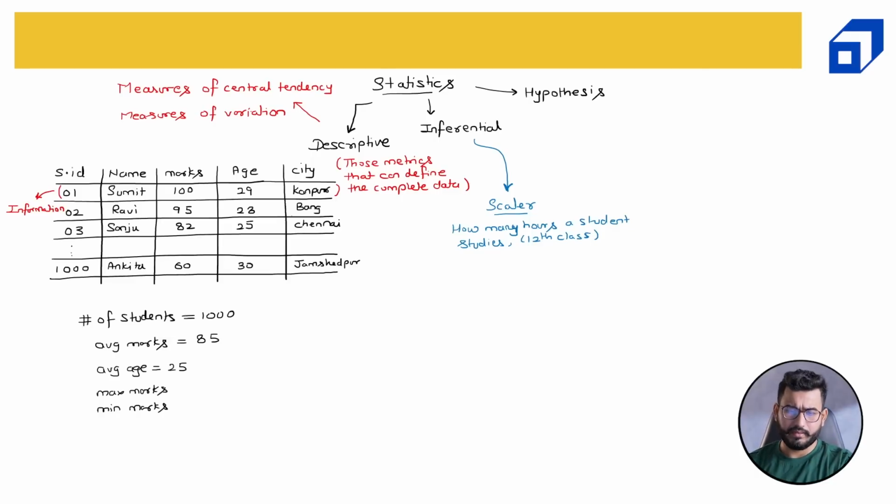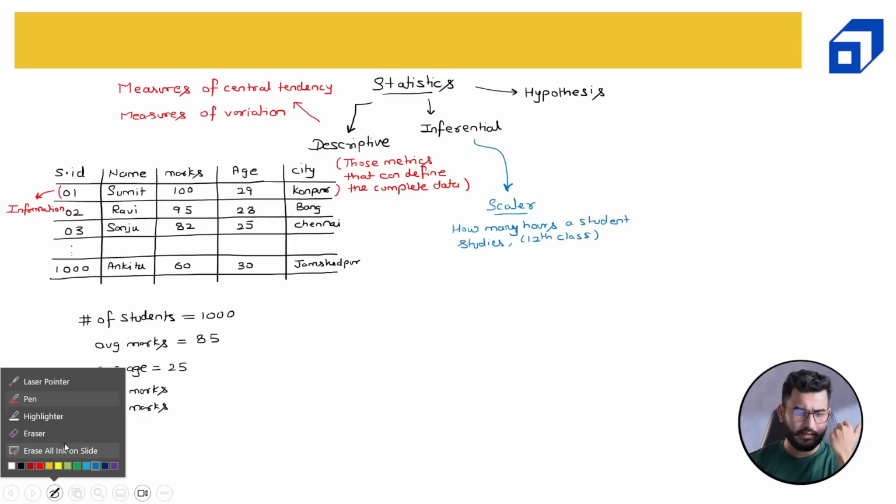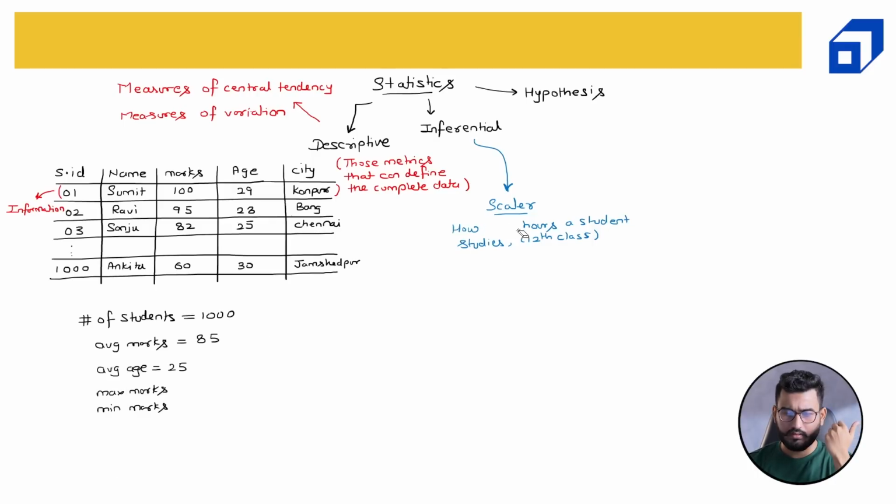So let's say if Scalar has to get this number, Scalar has to basically get an average number. So I'll just write average. So what's the average number of hours a student studies in 12th class? In order to find this answer, how will we take the procedure or the approach?